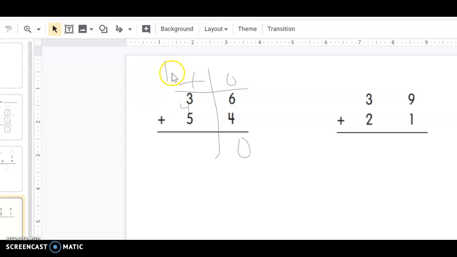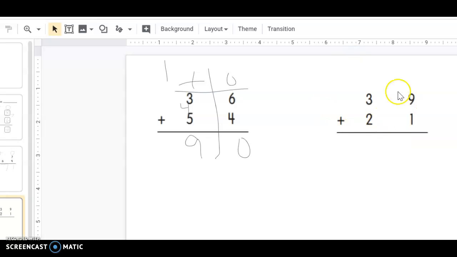But don't forget to add our 1. So what is 8 plus 1? Did you get 9? Write your 9. What is 36 plus 54? Did you say 90? If so, you are correct.